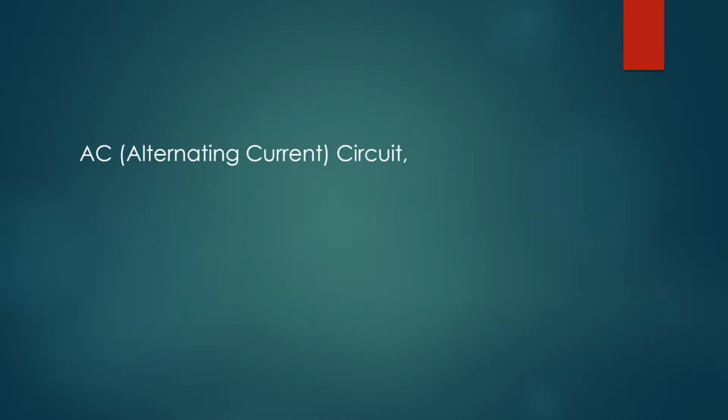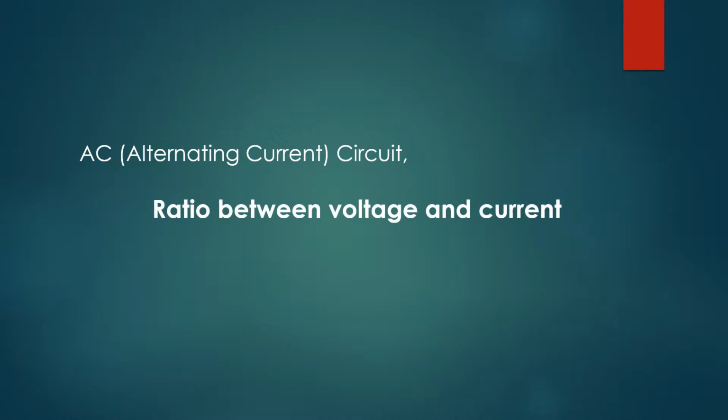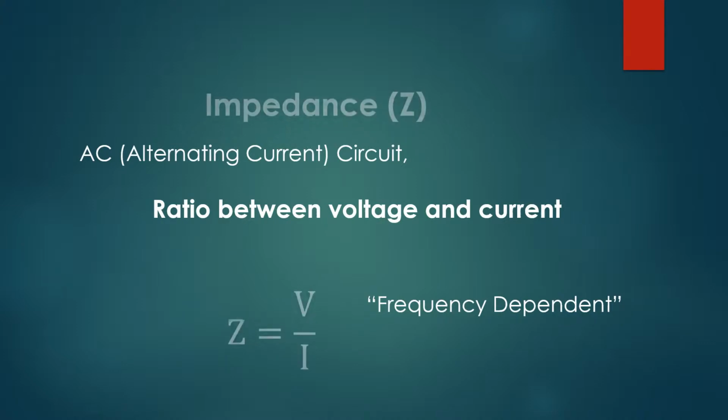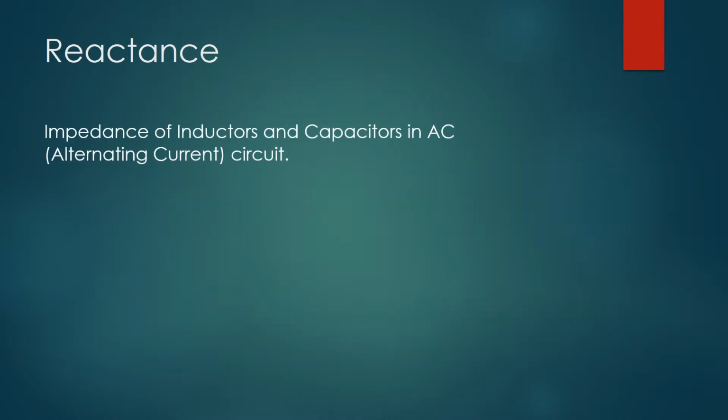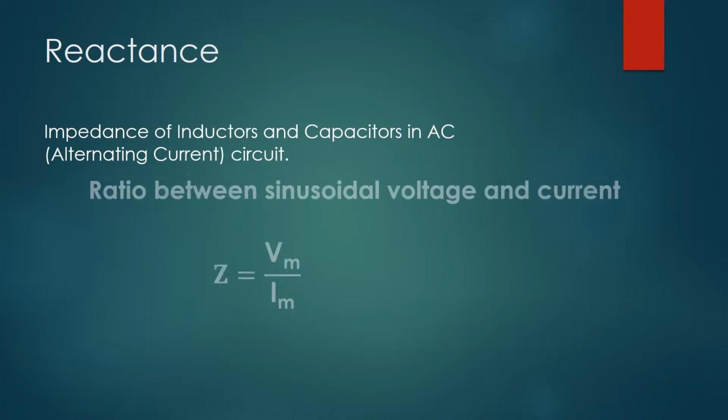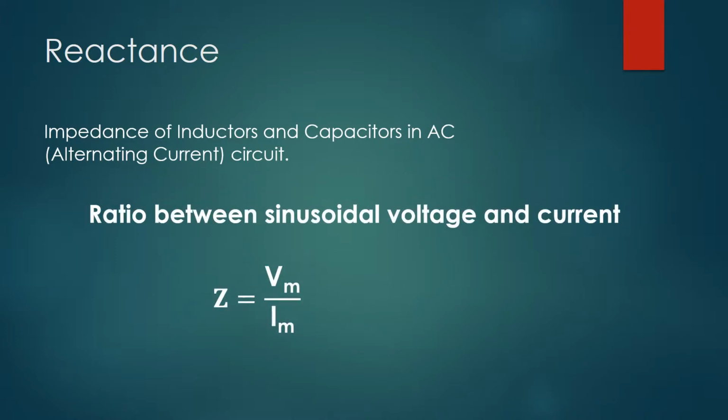When considering AC circuits, the ratio between voltage and current depends on frequency. Hence, generally the ratio between voltage and current is expressed as impedance Z. Reactance is the impedance of inductors and capacitors in an AC circuit, and it is expressed as the ratio between sinusoidal voltage and current, and it is frequency dependent.